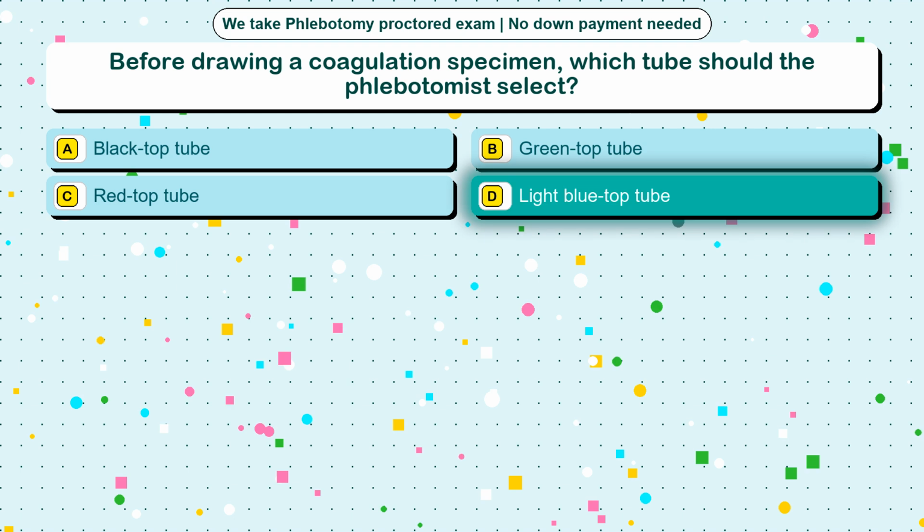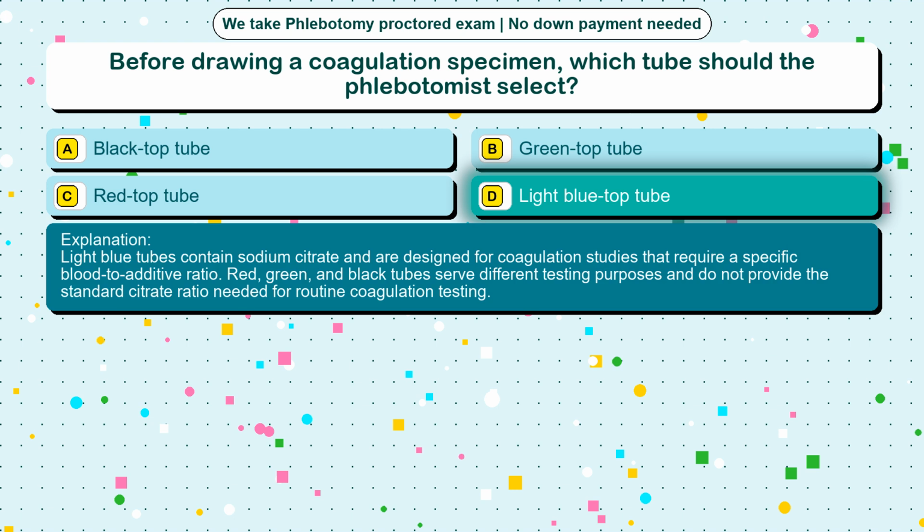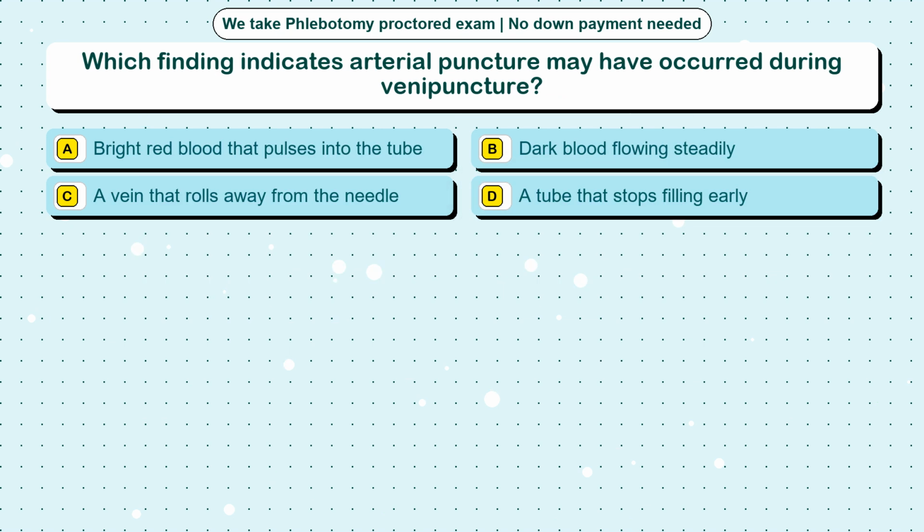The correct answer is option D, light blue top tube. Light blue tubes contain sodium citrate and are designed for coagulation studies that require a specific blood-to-additive ratio. Red, green, and black tubes serve different testing purposes and do not provide the standard citrate ratio needed for routine coagulation testing.